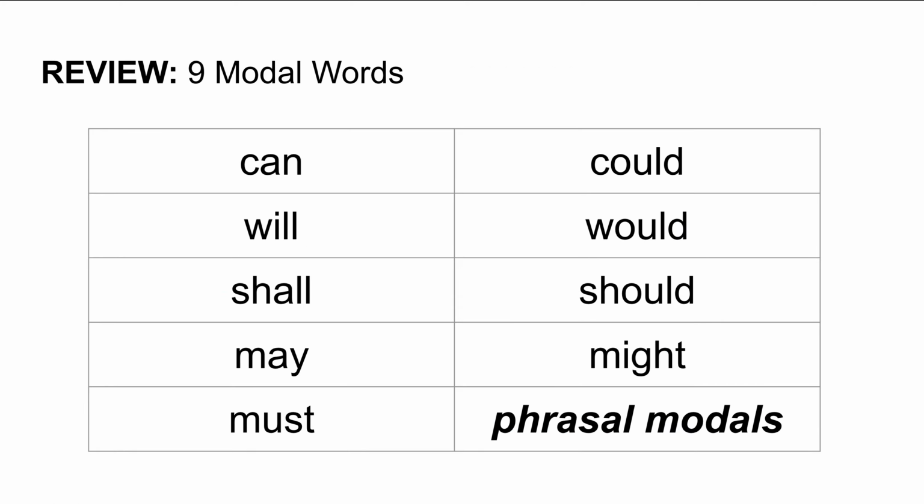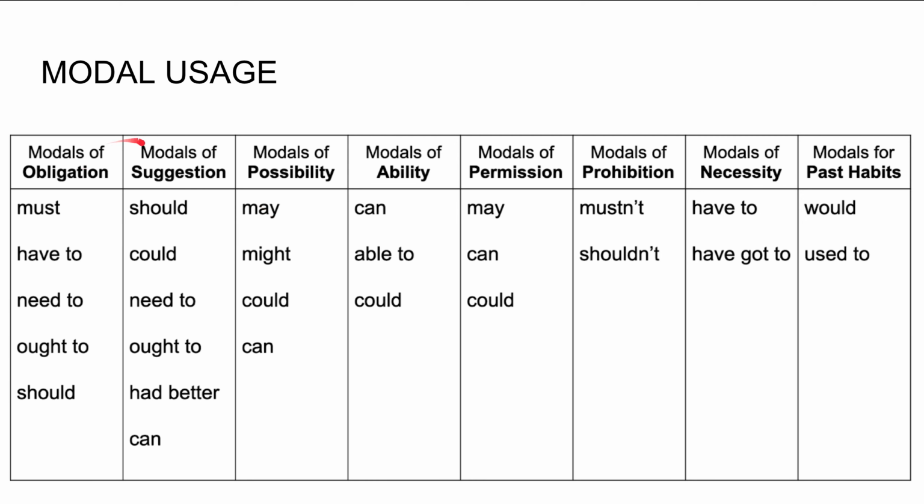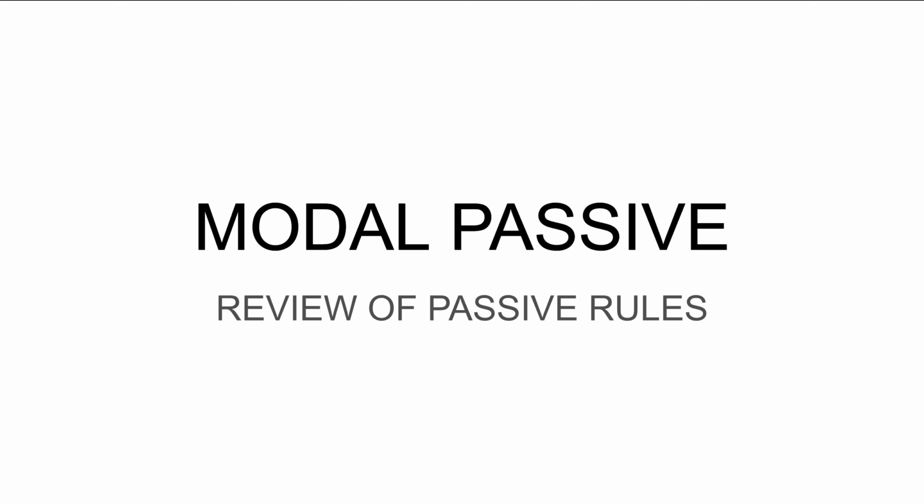Now, there are about 9 modal words: can, could, will, would, shall, should, may, might, and must, plus some phrasal modals. And many modals have different usages. So there's modals of obligation, suggestion, possibility, ability, permission, prohibition, necessity, and past habits. We're not going to be looking at any specific ones today, but just know that they have different usages. So let's look now at modal passives.